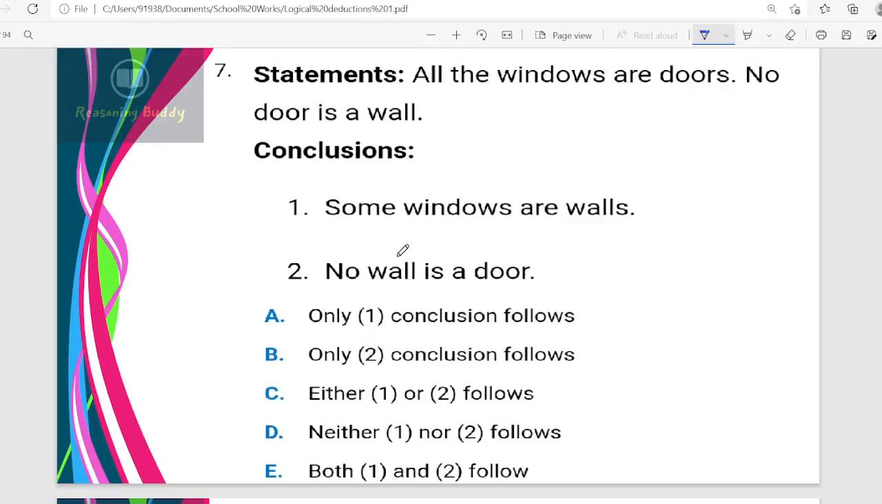Rules, it is very easy. All the windows are doors. No door is wall. Here you can see the common term is door. Door is distributed at least once, so the first two rules are satisfied.